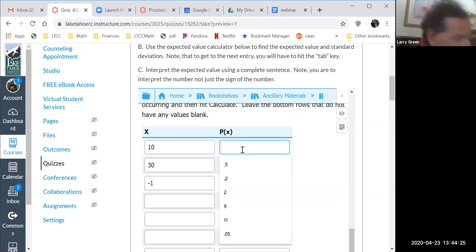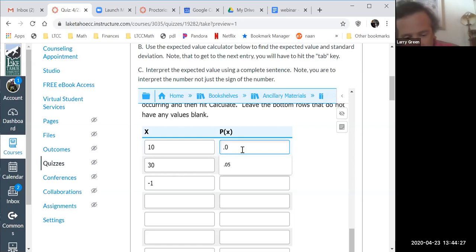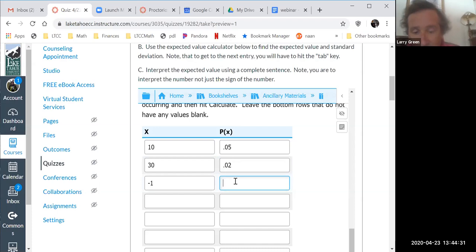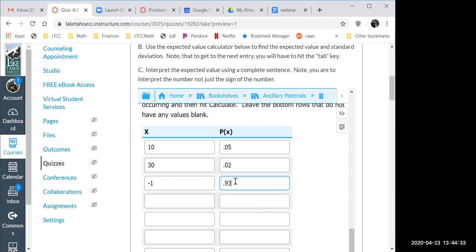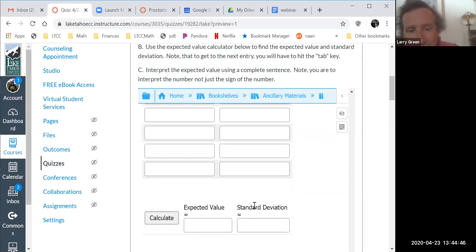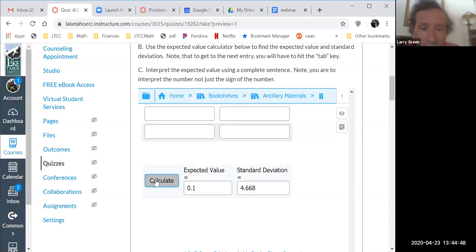And the probabilities were 0.05, 0.02, and 0.93. I thought it was 9, 29, and -1. Oh, I'm sorry, 9. Whoops. Yep. Thanks. And then 0.05, 0.02, and 0.93. And then we just hit calculate. And there we go. Our expected value is 0.1. Our standard deviation is 4.66.